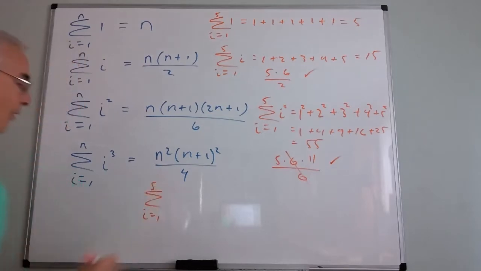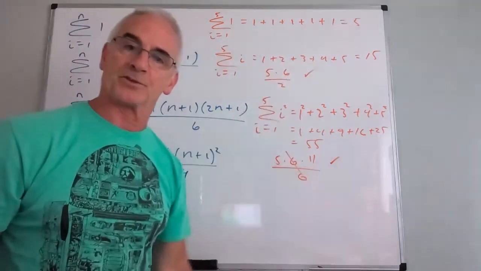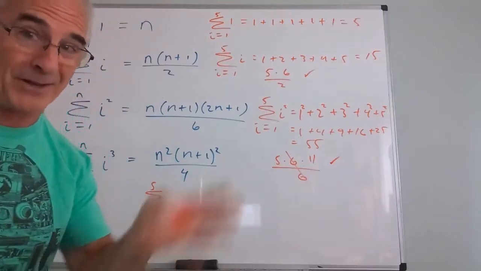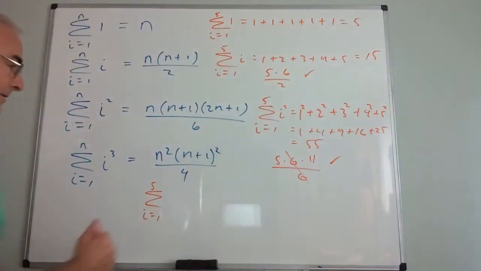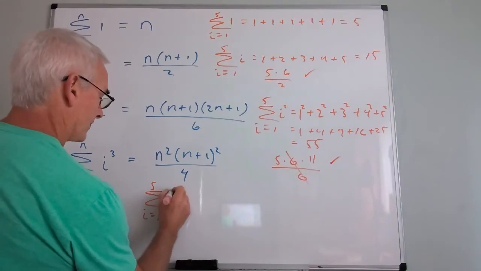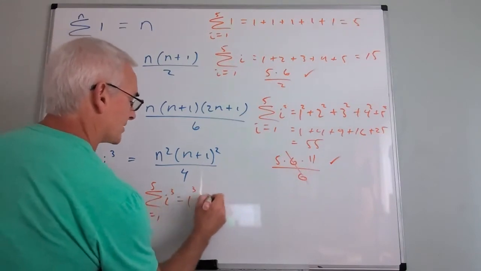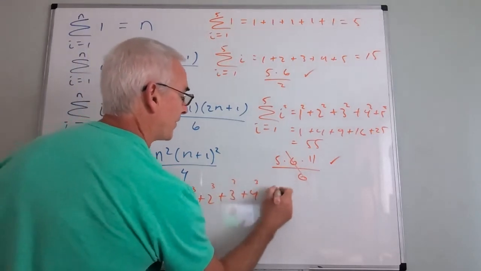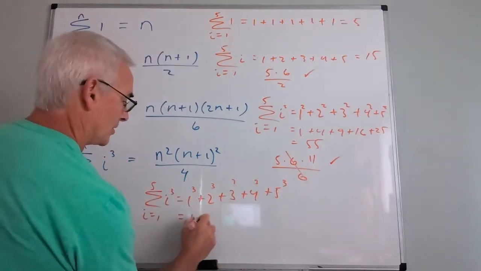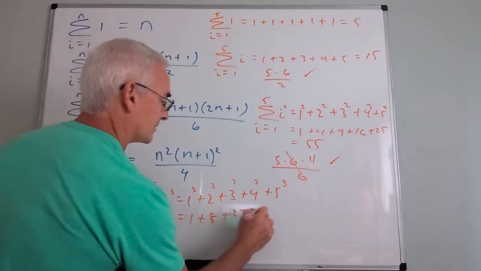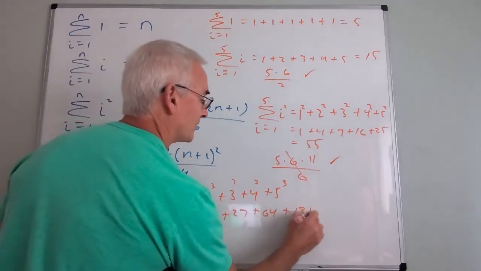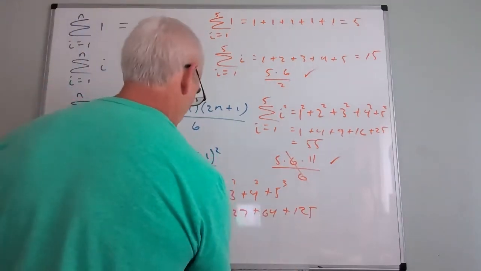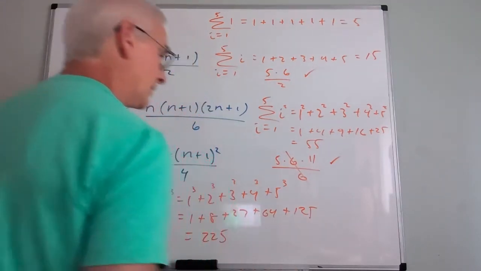All I'm doing now, I'm just verifying that the formulas are correct, and I'm showing you how you would do that. And I picked small numbers, 5. I don't need to verify it with 5,000. So here, that would be 1 cubed plus 2 cubed plus 3 cubed plus 4 cubed plus 5 cubed. So 1 plus 8 plus 27 plus 64 plus 125. And what's that? 9, 36, 100. That'd be 225. All right.